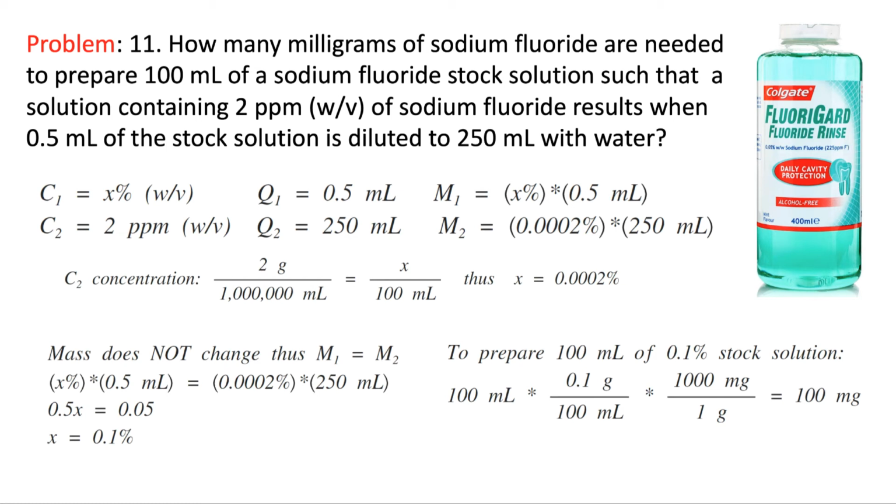Milliliters cancel, and I'm in grams. Lastly, to convert to milligrams, let's just multiply by 1,000 milligrams per gram, so grams cancel. And the final value when you do that math is 100 milligrams. Wow. That's the end of this question.